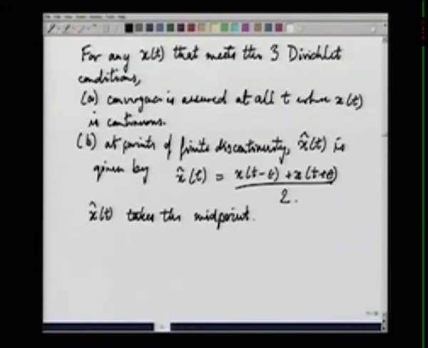Value, midpoint value at the discontinuity.